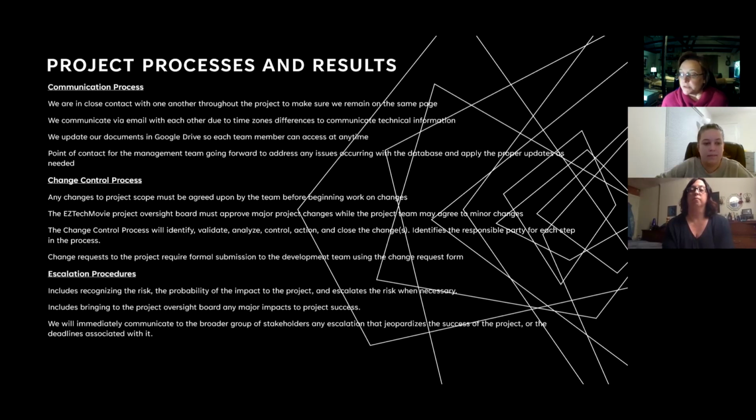Our change control process includes the project team agreeing to any changes to the project scope before beginning work. The changes must only occur if they do not interfere with or delay the completion of the project's primary goals. EZTechMovie's project oversight board must approve major project changes, while the project team may agree to minor changes that maintain the project's intent. The development team will use the change request form. All requests are logged for future reference, whether they are honored or denied.